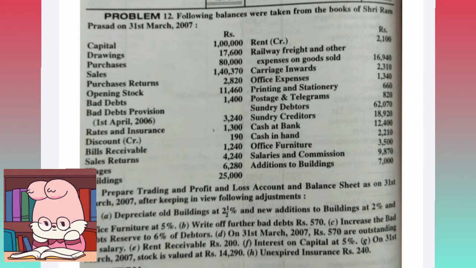What is the buildings amount? 25,000. So 25,000 plus 7,000. Okay, prepare the trading and profit and loss account and balance sheet as on 31st March 2007, after keeping in view the adjustments they have given.